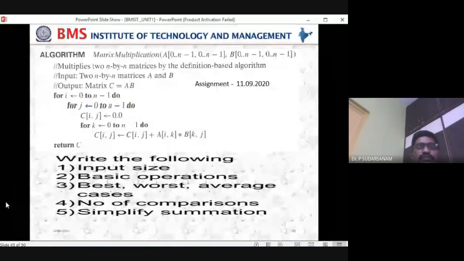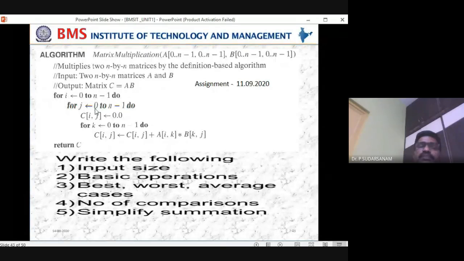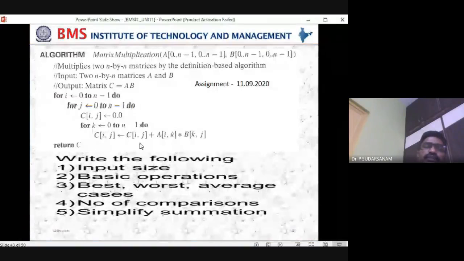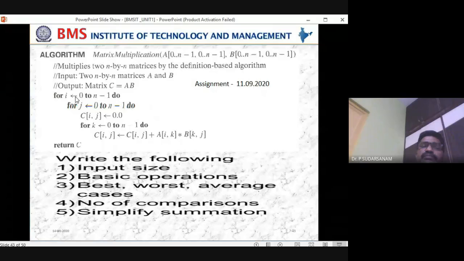The number of basic operations comes from 3 loops, which is summation, summation, summation. First summation, i goes from 0 to n minus 1. j goes from 0 to n minus 1. k goes from 0 to n minus 1. When you simplify, it is n minus 1 into n minus 1 into n minus 1, that is n into n into n, n cubed. So theta of n cubed is the answer.